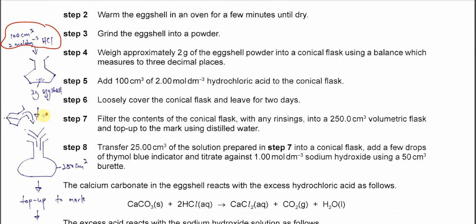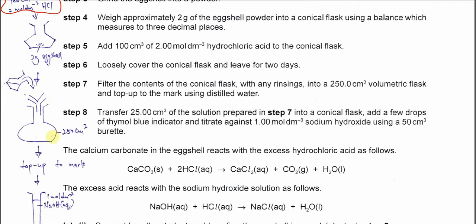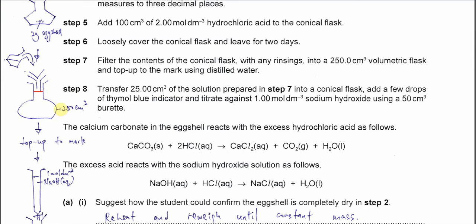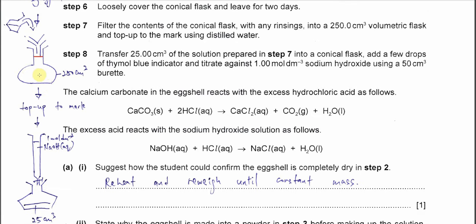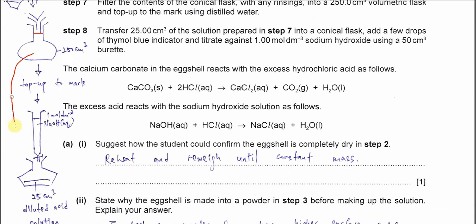After that, we pour the remaining acid solution into the filter. So filter the solution. After that, we top up the filtrate in a 250 cm cube volumetric flask, up to the calibration mark with distilled water. Then after we prepare this solution, we take 25 cm cube from this solution for the titration.